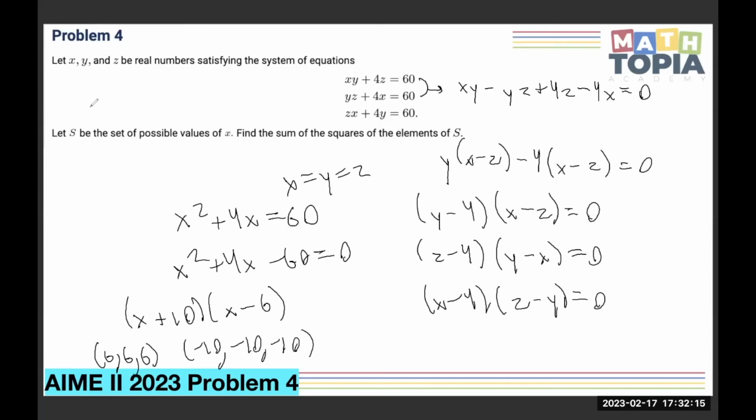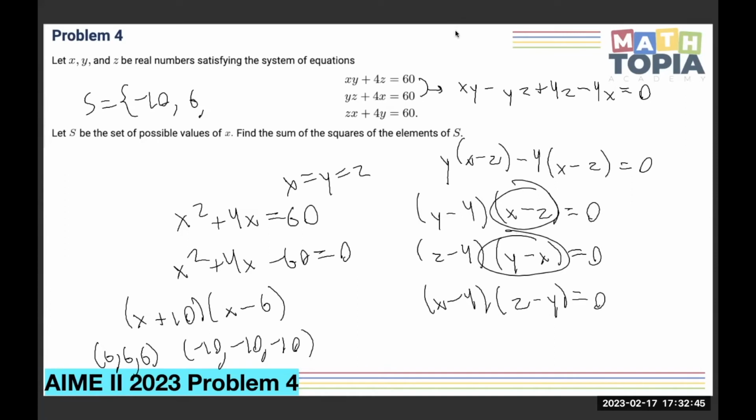So our set S that we're looking for, we know that it contains negative 10 and 6. We don't know what else it contains, but we will right now. So let's look at what the other scenario would be. Well, if we have at least 2 of these true, that implies what we've just shown, that it has to be one of those 2 solutions.